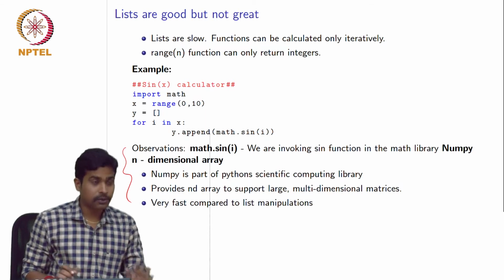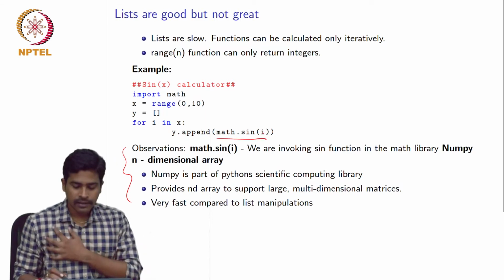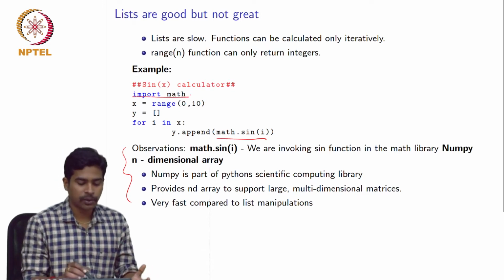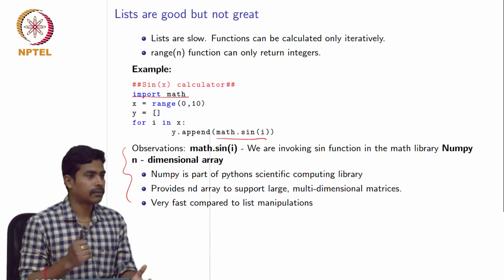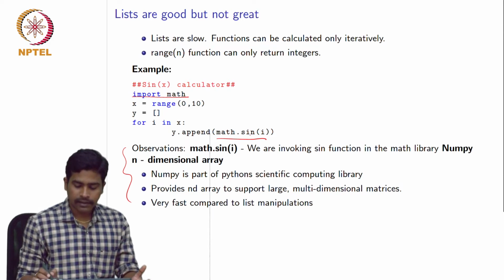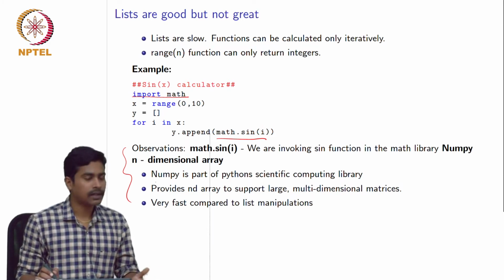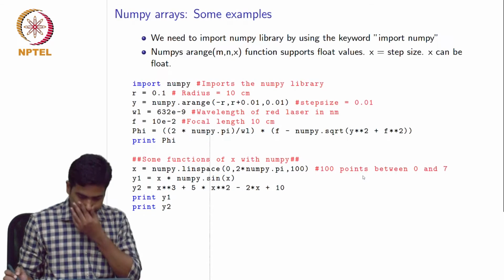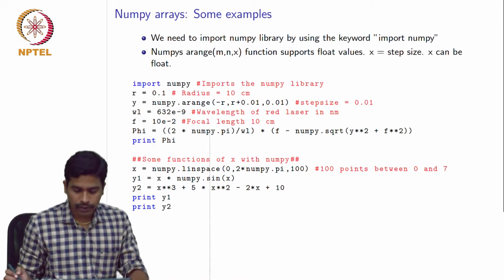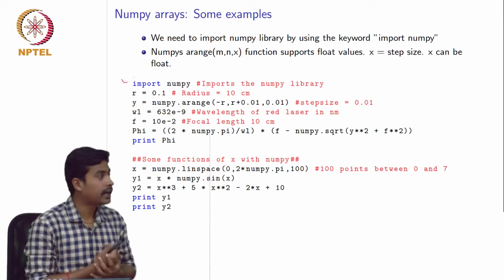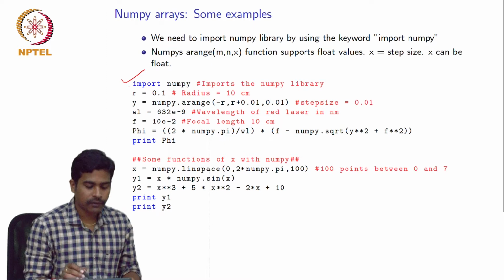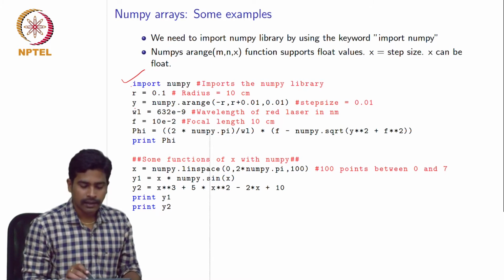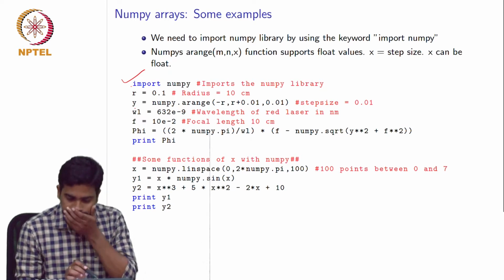These are the observations I want you to make at this point. Here, to calculate the sin value, we have to import math from the library, and math.sin will calculate the value of the sinusoid function for all these values. Now let's see how we do the same thing using a NumPy array. For this we first have to import the package using the command import numpy.